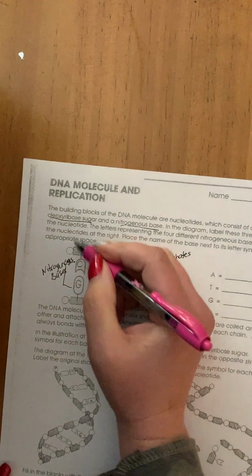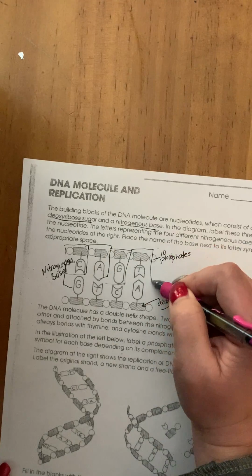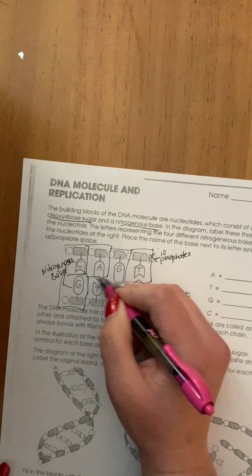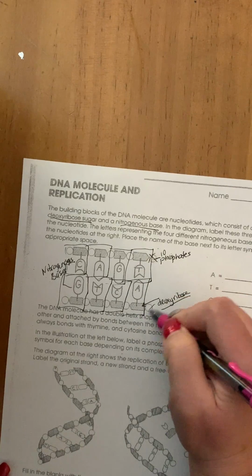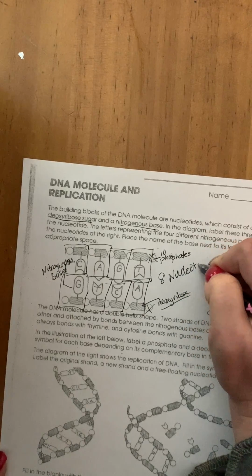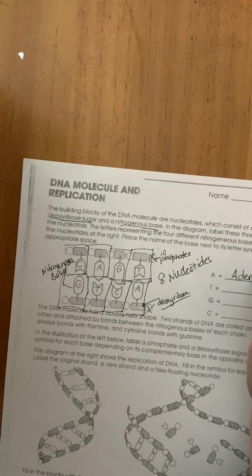There are, if you look, 1, 2, 3, 4, and this doesn't count, 5, 6, 7, and 8, and then this extra phosphate. So there are 8 total nucleotides. And the nitrogenous bases, remember, A stands for adenine. T stands for thymine. G stands for guanine. And C stands for cytosine.